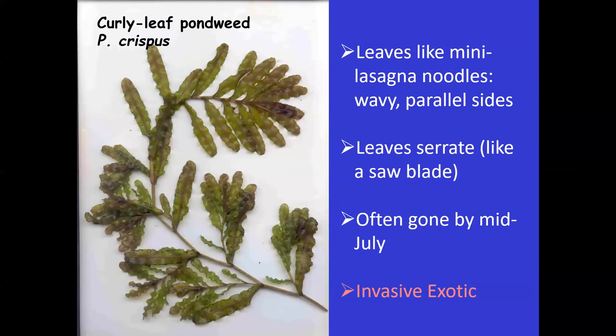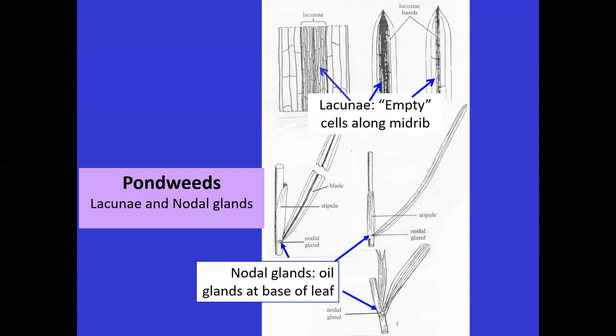Curly leaf pondweed, probably everybody knows this plant. The leaves look like miniature lasagna noodles. So that's distinctive. The leaves are also serrate, which is very important early in the spring because you don't always have those lasagna noodle-like forms early in the spring, but the leaves are pretty much always serrate. It looks like a saw blade right on the edge. And they're often gone by mid-July. And this, of course, is an invasive exotic. Next.